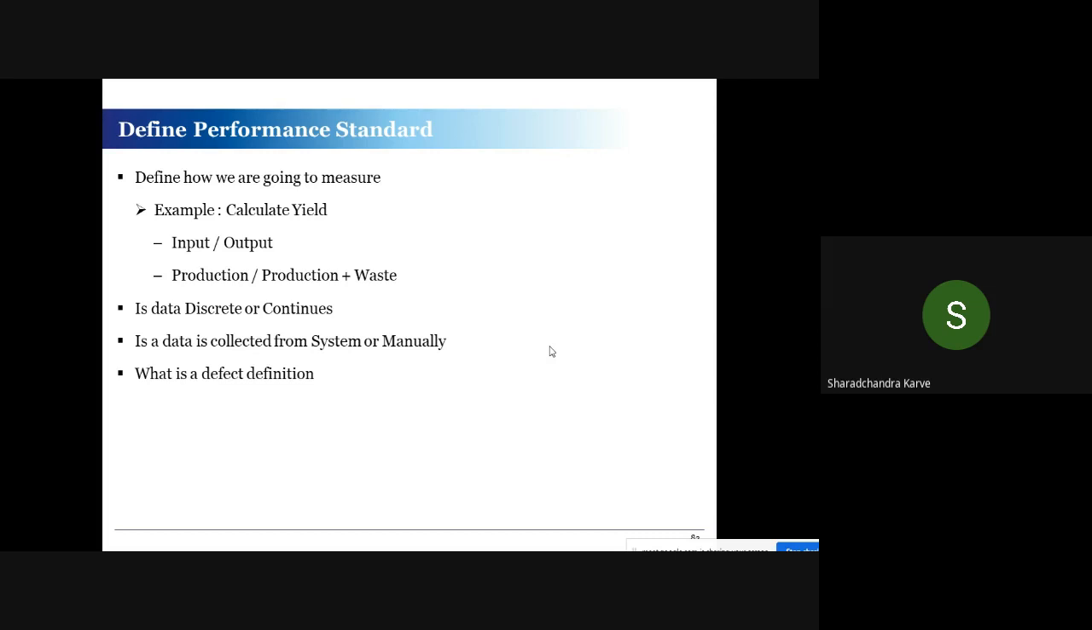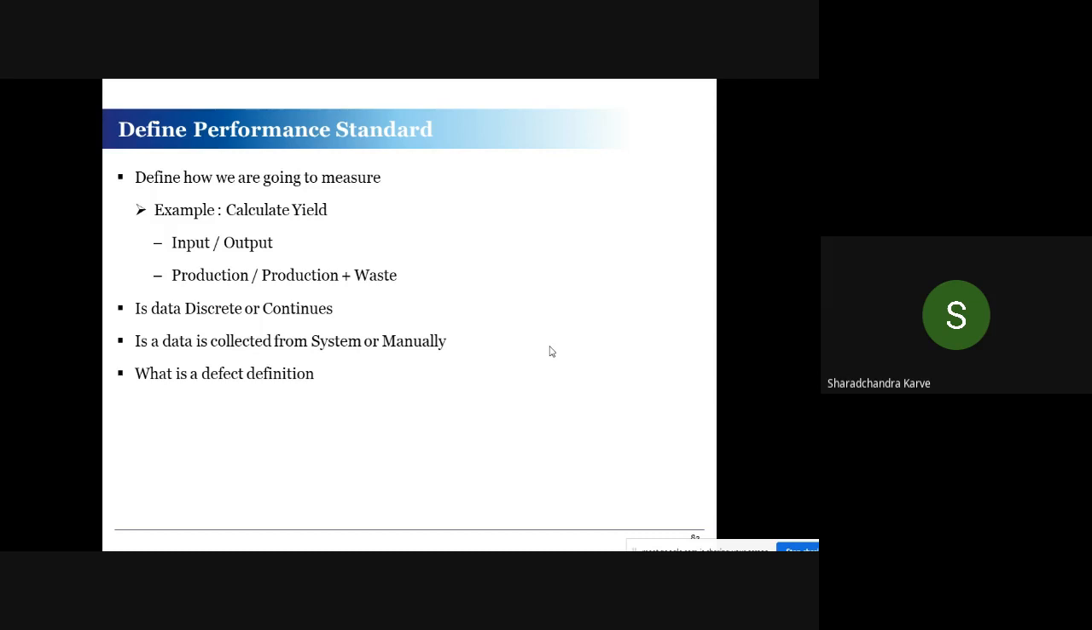Means your Y, what is the equation of it? So this Y, the yield percentage you are writing, whether that is input divided by output or production divided by production plus waste, has to be written down clearly. And then you also have to have trust that the way I am calculating is the correct way of measuring the same.